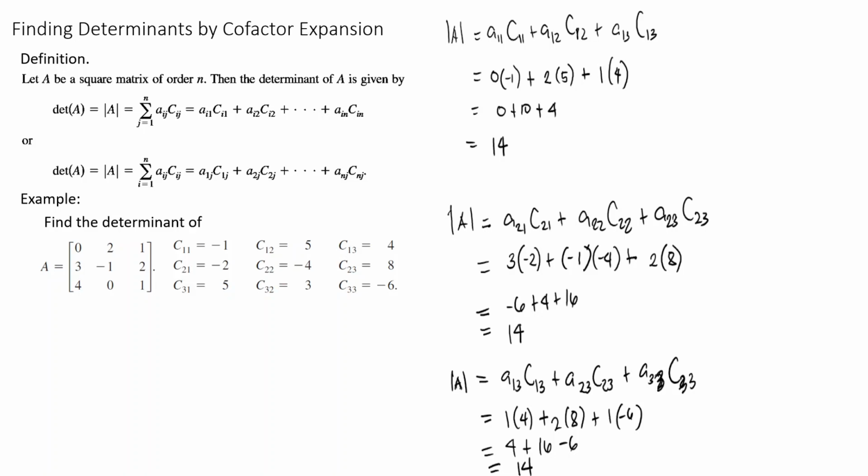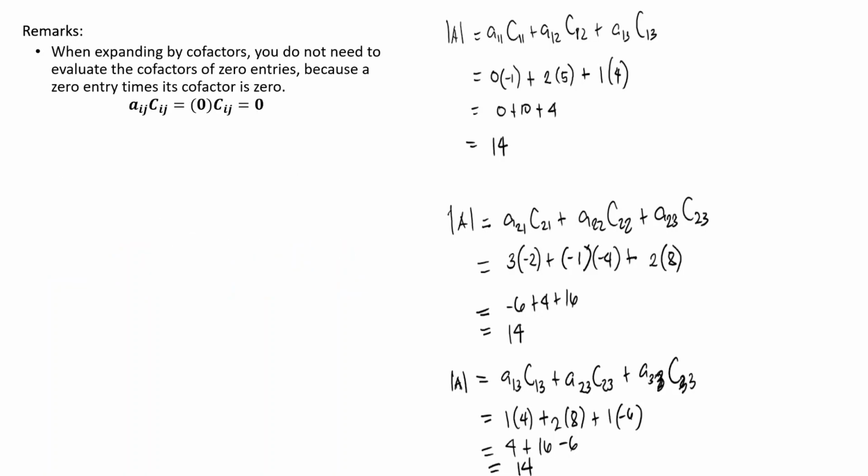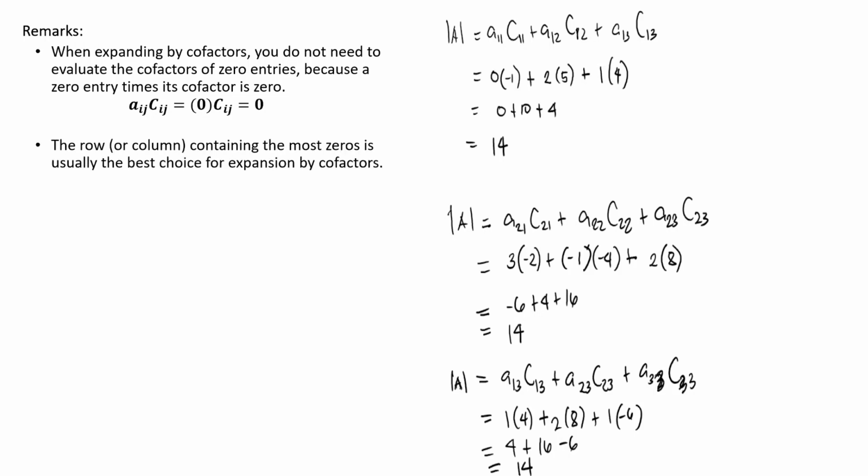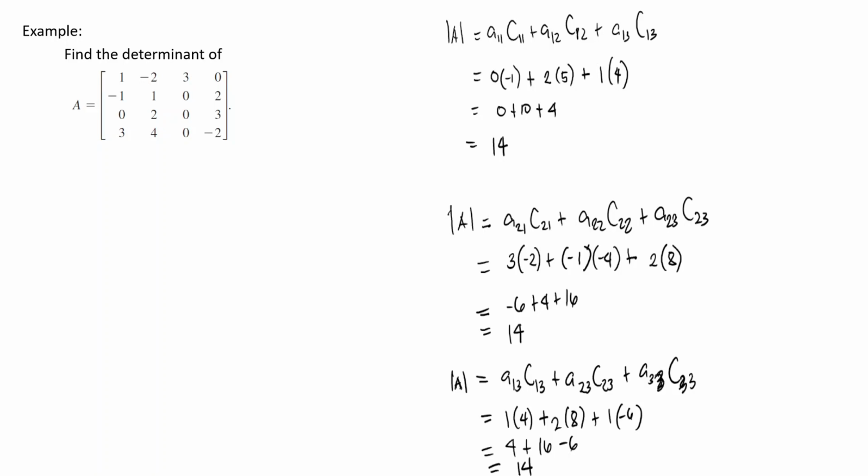So in finding the determinant, you actually don't need to solve all the minors and cofactors. You just have to choose which row or column you are going to do the expansion on. Also, note that when expanding by cofactors, you do not need to evaluate the cofactors of zero entries, because a zero entry times its cofactor is just 0. So the row or column containing the most zeros is usually the best choice for expansion by cofactors.